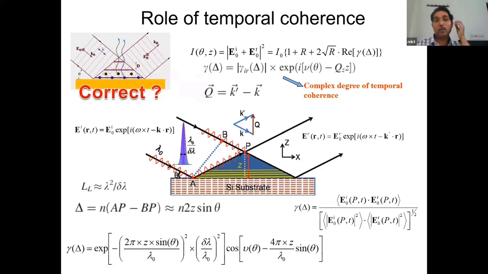Normally we consider lambda is basically a single lambda. But in fact, experimentally, you cannot achieve a single lambda. Always you have some distribution, usually a Gaussian distribution. So temporal coherence also has a role to play. If you do not consider the coherence property or monochromaticity of the incident beam, you cannot truly describe the field existing in this triangular region.